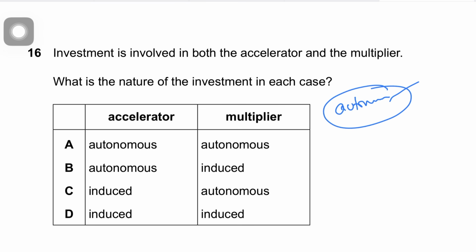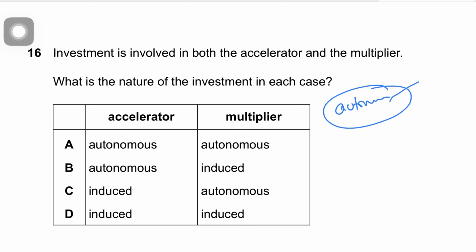But the accelerator theory says, okay, fine, hang on. We do agree that it is autonomous, but some investment is induced as well, meaning that investment would change because income and demand are changing. So if demand for goods is rising and that is causing the national income to go up at a very fast rate, investment in the economy would increase. You would need new machines. So firms may need more capital equipment, so investment would rise.